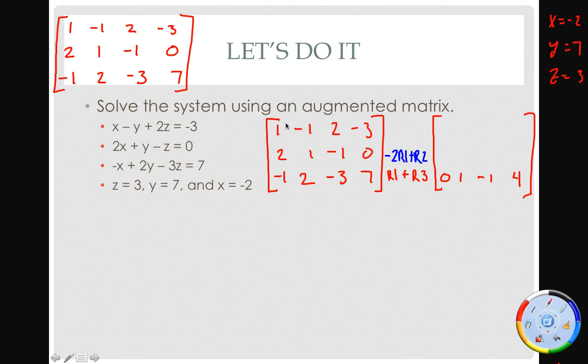So this now becomes a -2 plus 2, which is 0. This becomes a +2 plus 1, which is 3. This becomes -4 plus -1 is -5. And this becomes +6 plus 0 is 6.